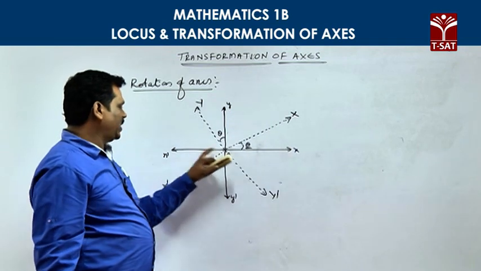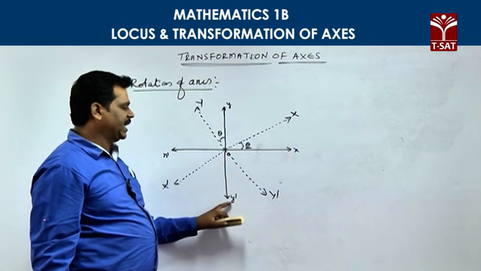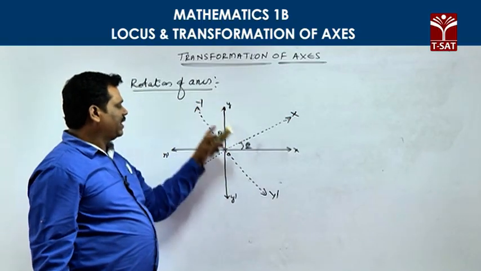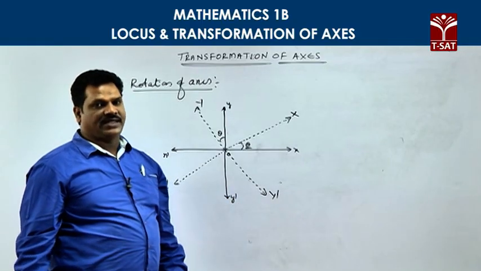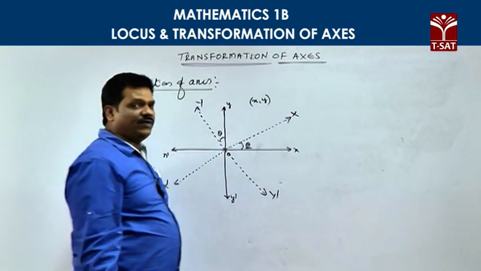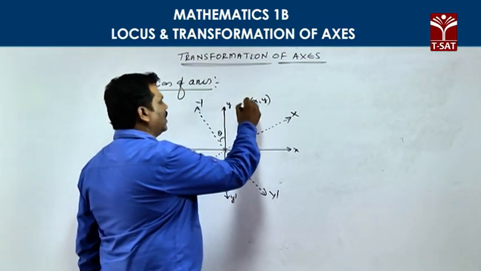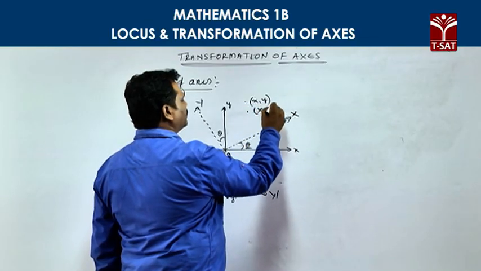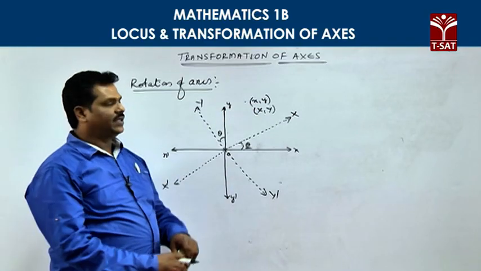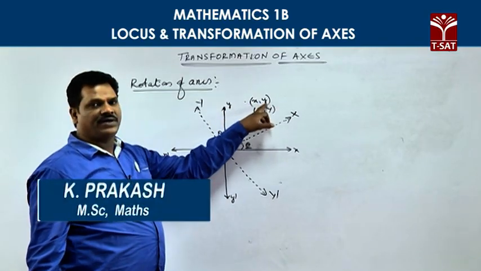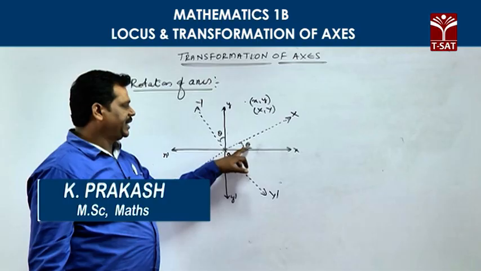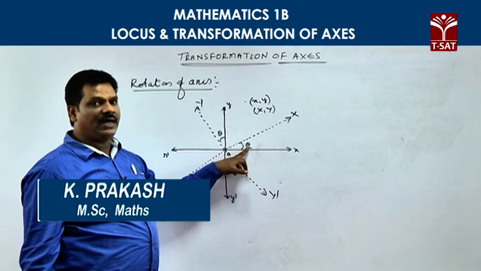Here small xOx' and small yOy' are the original axes. Capital XOx' and capital YOy' are the new axes. Small x, small y are the coordinates of a point with reference to the original axes, and capital X, capital Y are the coordinates of the same point with reference to the new axes, and theta is the angle through which the axes are rotated.